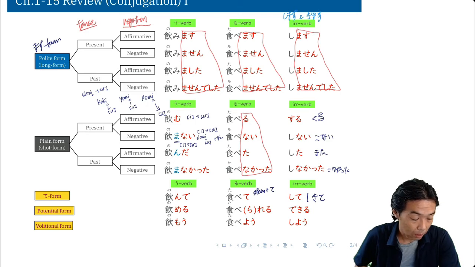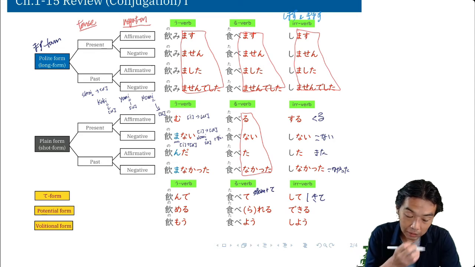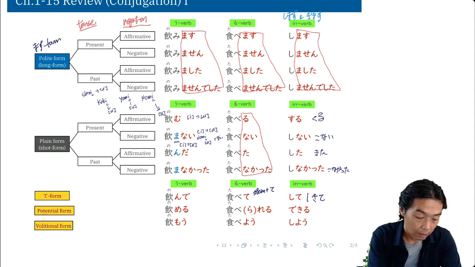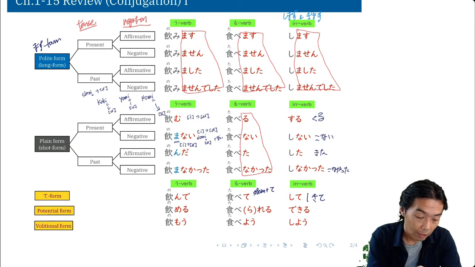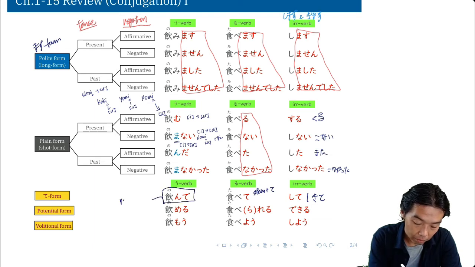Other people might have memorized a different grouping, but this is something you just have to remember. And I think it's in chapter 7 of the textbook, so you might want to go back if you're not familiar with how to make te form with u verbs. So let's review chapter 7 if you're not sure.